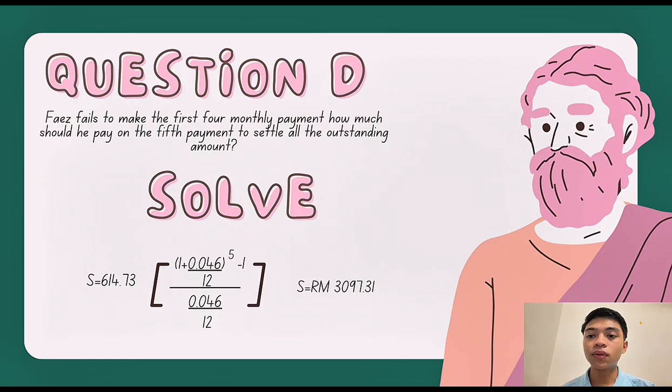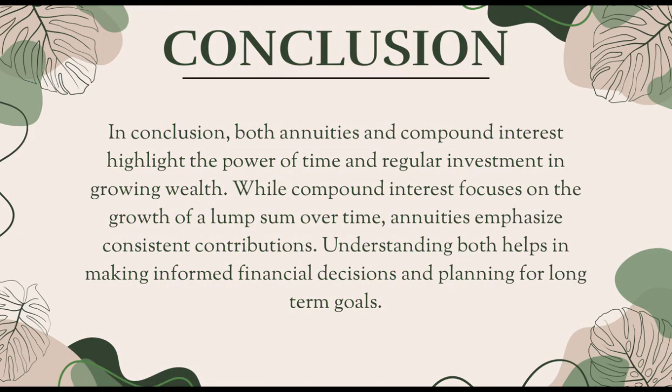He fails to make the first 4 monthly payments. So how much should he pay to settle all the outstanding amount? For the last question, we have to use the formula S equals R open parenthesis open bracket 1 plus i close bracket to the power n minus 1, all divided by i close parenthesis. We replace it to S equals 640.73 multiplied by open bracket open parenthesis 1 plus 0.046 divided by 12 close parenthesis raised to the power 5 minus 1, all divided by 0.046 divided by 12 close bracket. The final value of S is approximately 3,977.31.